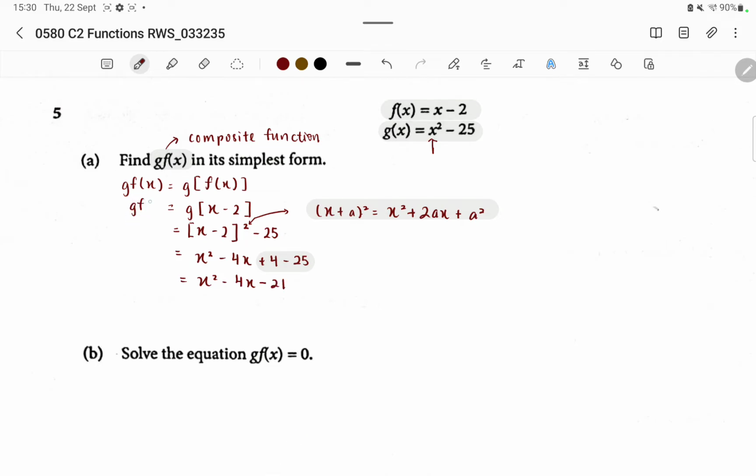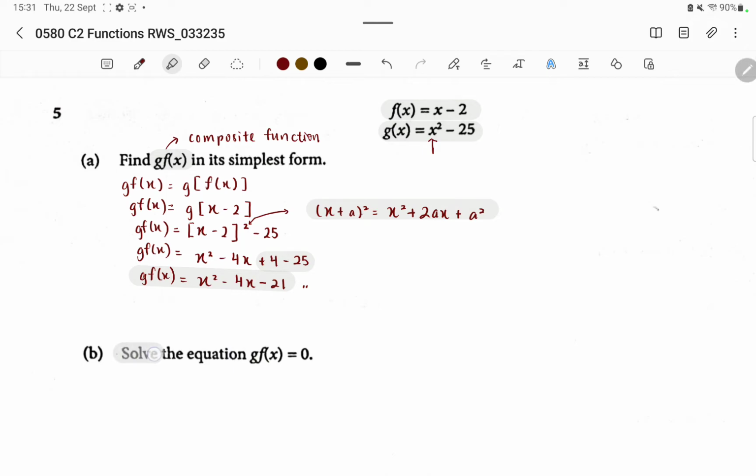So write down the gf(x) first. This should be your final answer. Okay, and then let's look at B.